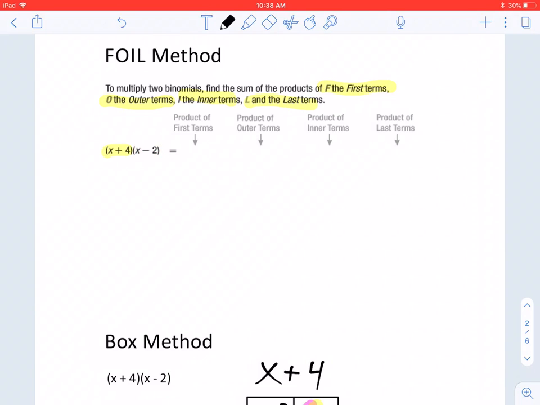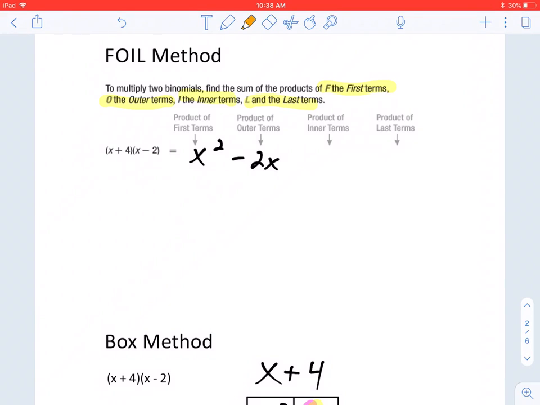Actually, let me back up here, and I'm going to highlight it. I think it would be easier to see. We're going to do x times x first. And when you do that, you get x to the second. Now, the product of the outer terms are the ones that are on the outside of the entire expression. So x times negative 2. And in that instance, x times negative 2 is going to give me negative 2x.